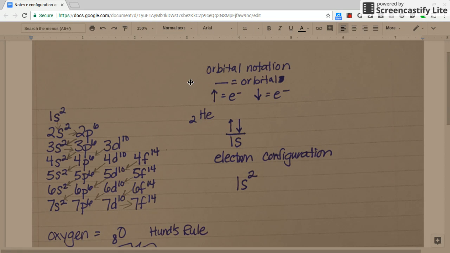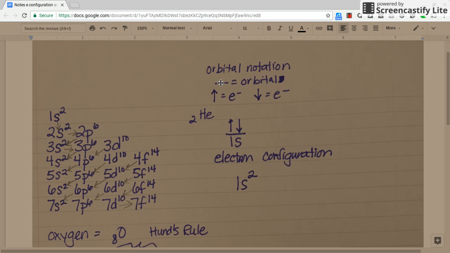We did two things today. We did orbital notation. This is one way of showing how the electrons are arranged around the nucleus. And this way you show an orbital with a line. An orbital is where electrons are found. And we're going to show electrons with arrows. So this is an electron that's spinning up, and this is an electron that is spinning down. So electrons can have two spins, up or down.